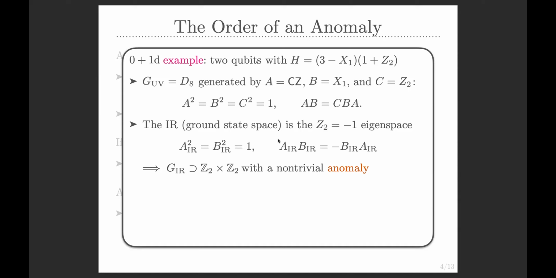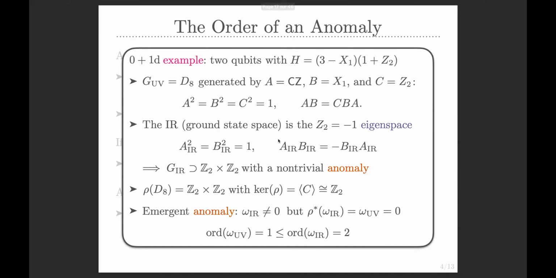Okay. And if you project into the ground state space, you project to Z2 equals -1 or C equals -1, the D8 symmetry operators become this. So the D8 symmetry operators in the UV and the IR become Z2 times Z2 operators, and they form a projective representation, so they have a non-trivial anomaly. So in terms of this rho language, the image of rho is Z2 times Z2, but there's a non-trivial kernel, right? The Z2 generated by C goes away under the RG.